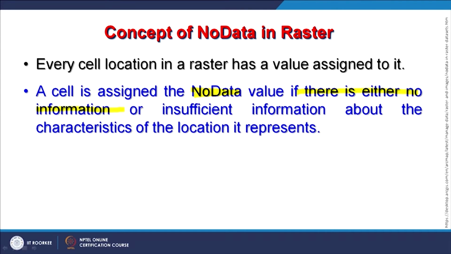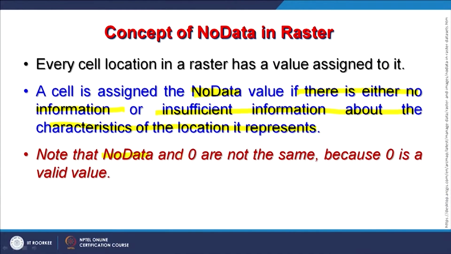Keeping this in mind, the NoData value is assigned if there is either no information or insufficient information about the characteristics of the location it represents. That is what the outside is, because inside we need to have information, but outside, the NoData fills it until it gets the overall shape of a square or rectangle. We will see further details also with examples.